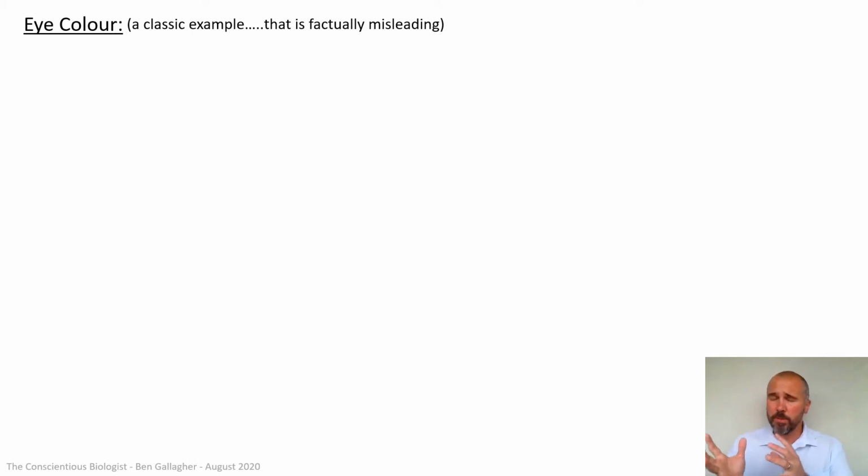Okay, so first off, let's look at a really classic example that's wheeled out every year in schools, and that's to look at eye colour. Now, eye colour is a classic example, but it's factually misleading quite often the way that it's put across to you. And sometimes in some textbooks, certainly some of the older textbooks, it's a little bit misleading because you may have already been told, or you may have seen in books, that there's brown eyes and blue eyes, and we look at the genetics of that.